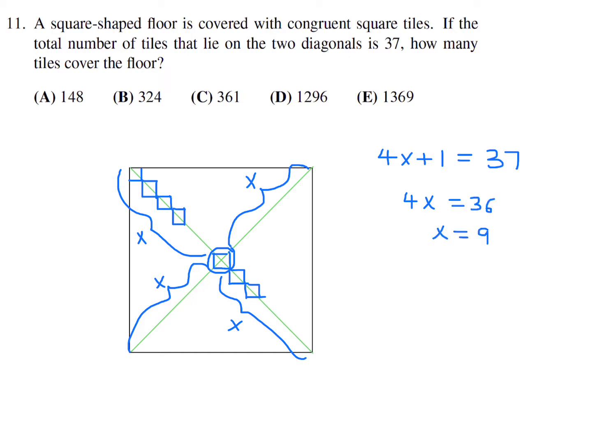So that means that from here to here, there are 9, if you look at the side length. And then we've got 1 in the middle, and then from here to here is also 9. So 9 plus 1 plus 9 is 19, which is basically the side length in terms of the squares, 19 squares. And therefore, since it's a square, that's also 19. So the total number of squares or tiles that cover this entire shape is 19 times 19. And that is 361. So number 11, the answer is C.